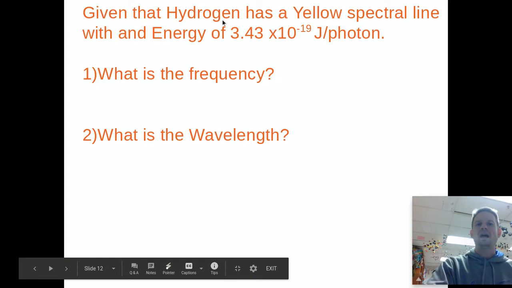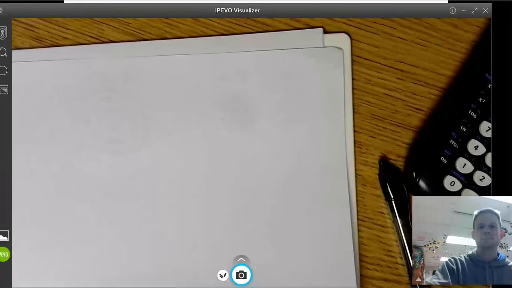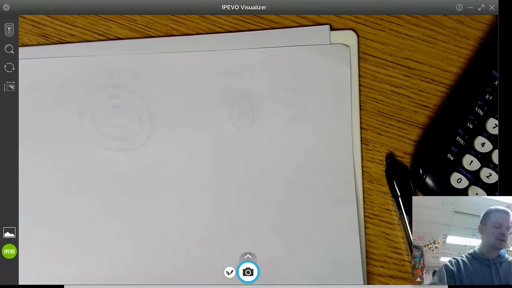So given a hydrogen has a yellow spectral line with an energy of 3.43 times 10 to the negative 19th joules per photon, but really we don't need that photon. We're first going to figure out the frequency, and then we're going to figure out the wavelength. All right. So I'm going to bring the visualizer back down. I'll show you one more. All right, so let's do this.